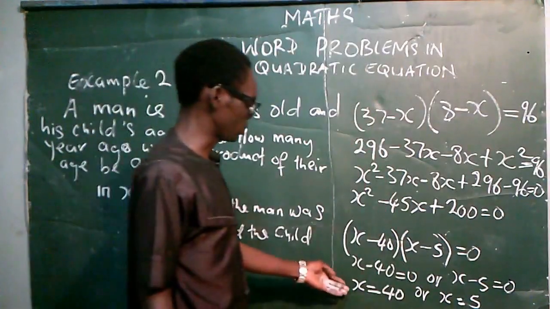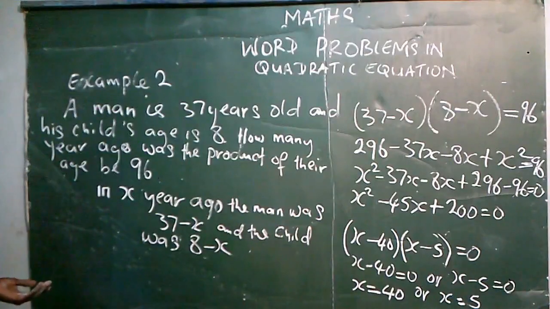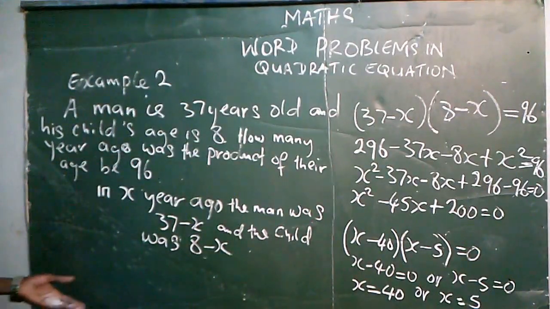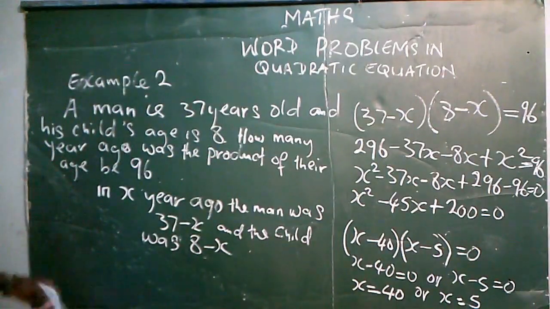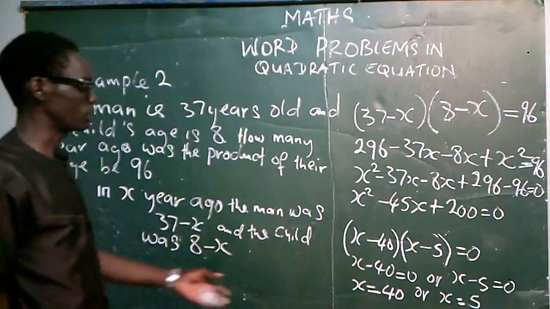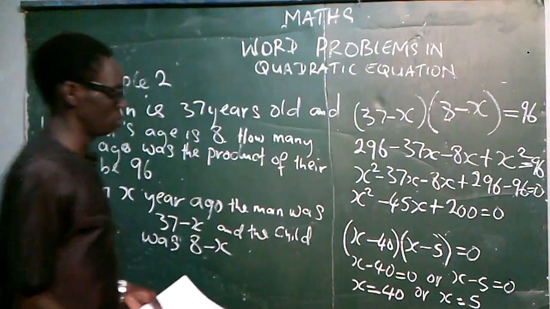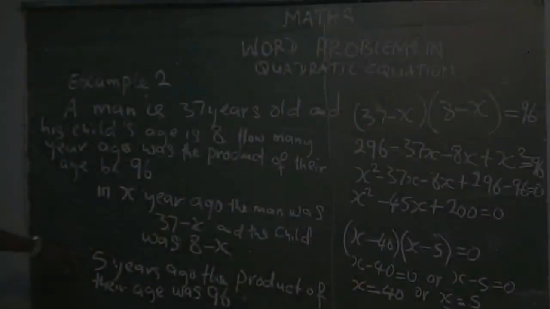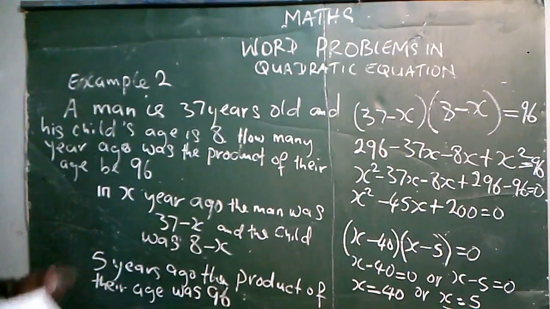If I say x is equal to 40, it means that 40 years ago, the product of their ages would be 96, and the man's age is just 37. So 40 years ago, the man was not even born. So we will not use this. Instead, we use 5. 5 years ago, the product of their ages was 96.